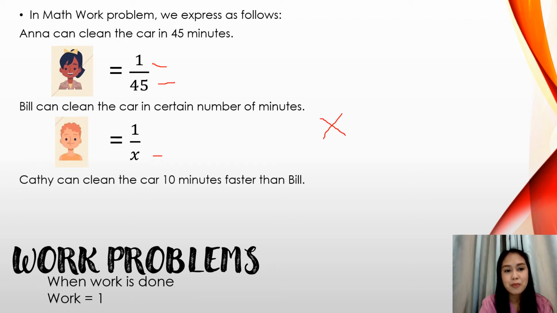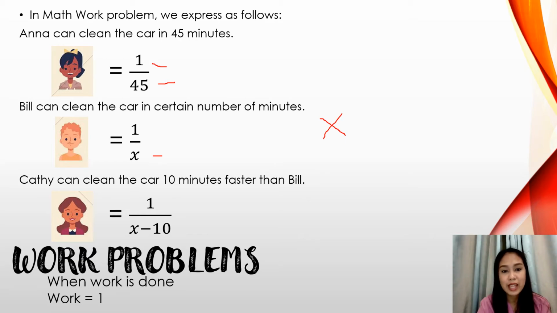Now, another example. Kathy cleaned the car 10 minutes faster than Bill. So therefore, if we know Bill can finish cleaning the car in x number of minutes, then it can be represented as 1 over x minus 10. We are subtracting 10 from the number of minutes Bill cleaned the car because Kathy did it 10 minutes faster. So that is x minus 10.